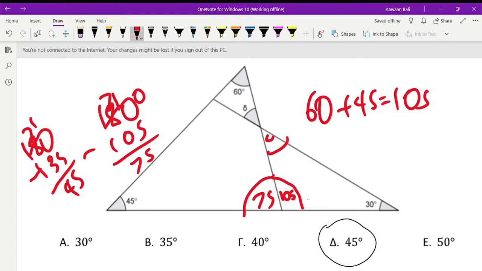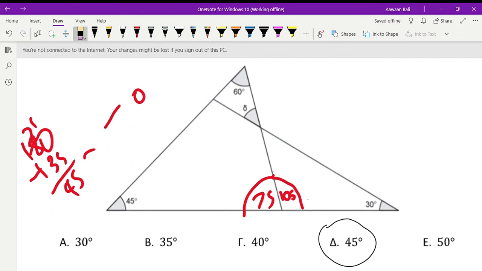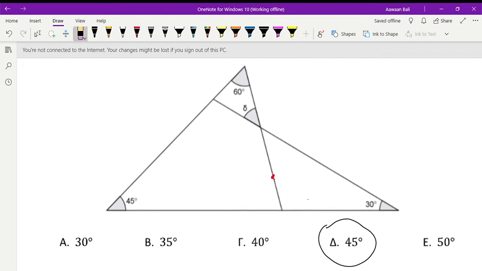So we put the 45 here. And because of vertically opposite angles, VOA, we know that delta and 45 will be equal to each other. Therefore the answer is delta 45. Another way to do this is also really easy. So let's put that 180 degrees right there to remind us.